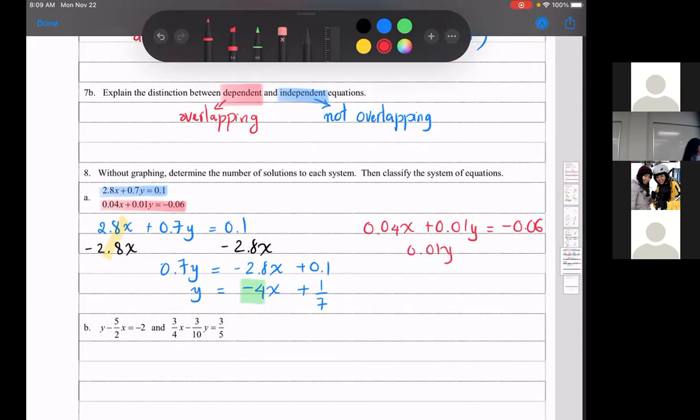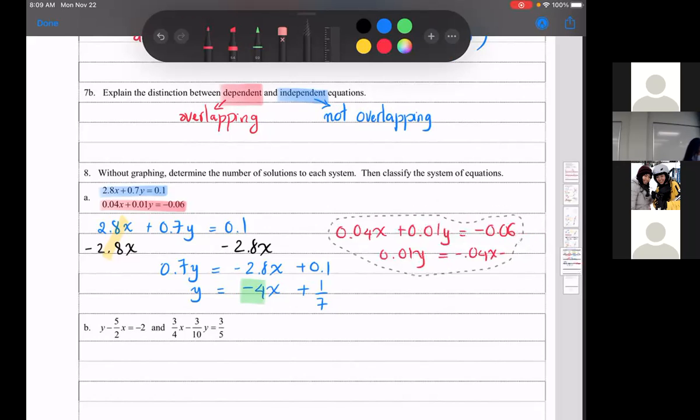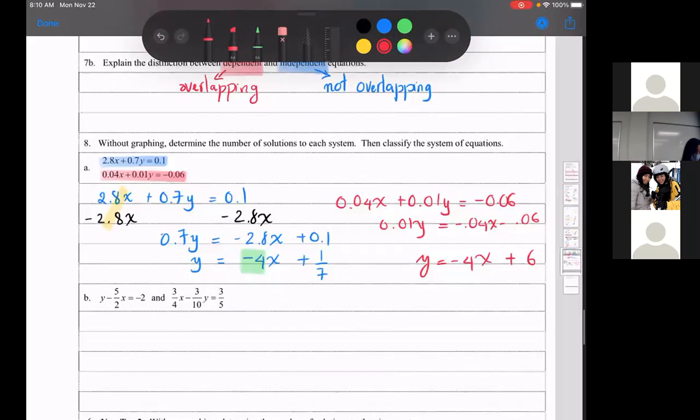Subtract, 0.01y equal negative 0.04x minus 0.06. Divide both sides by 0.01, I got y equal negative 4x plus 6. Yeah, so they got the same slope.